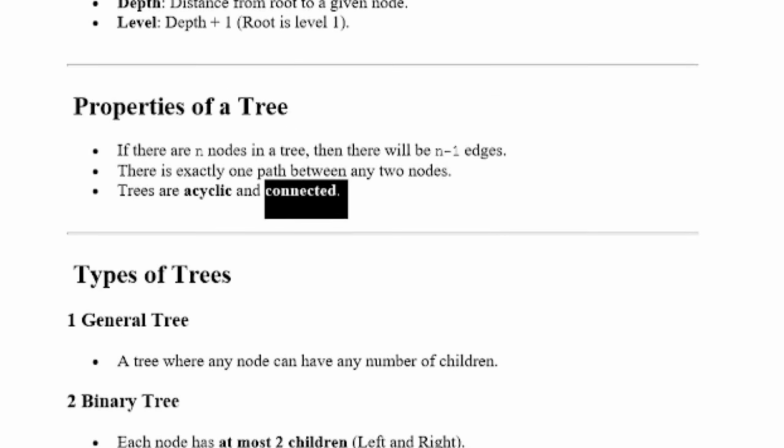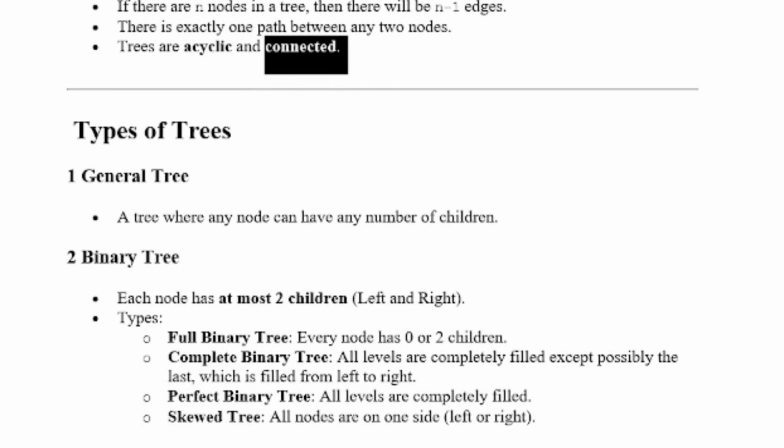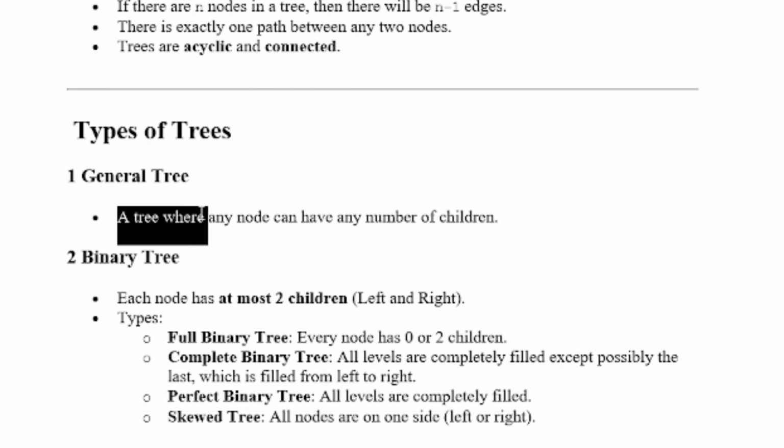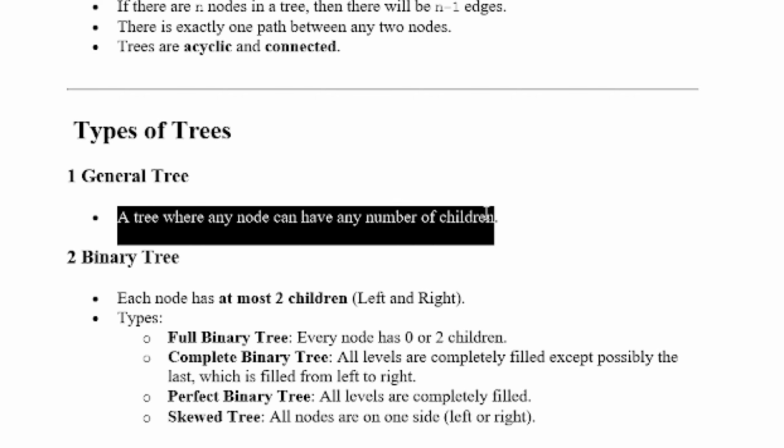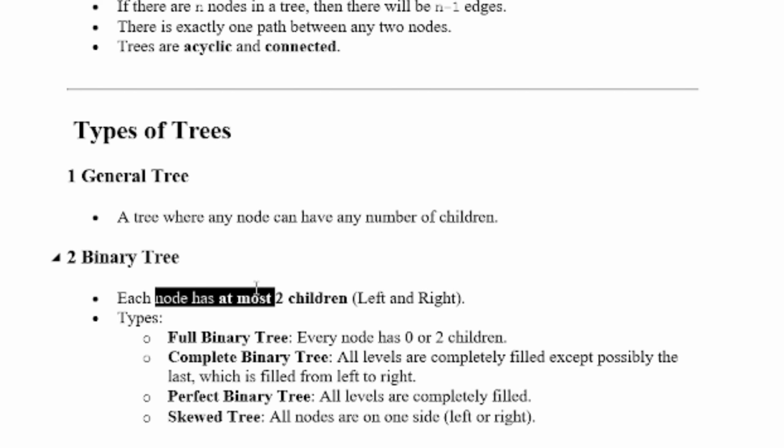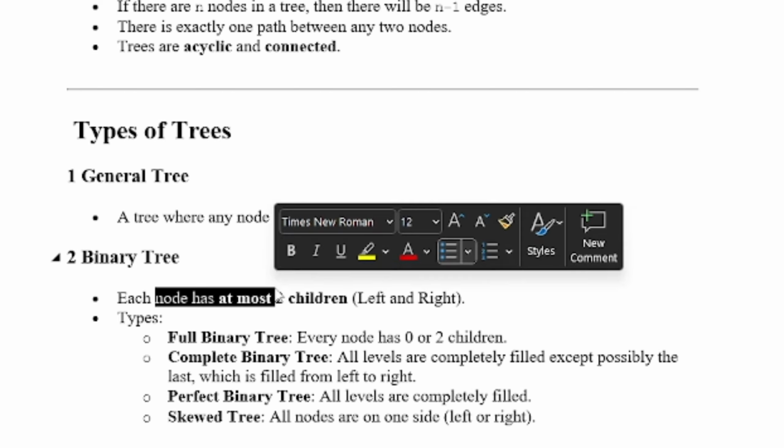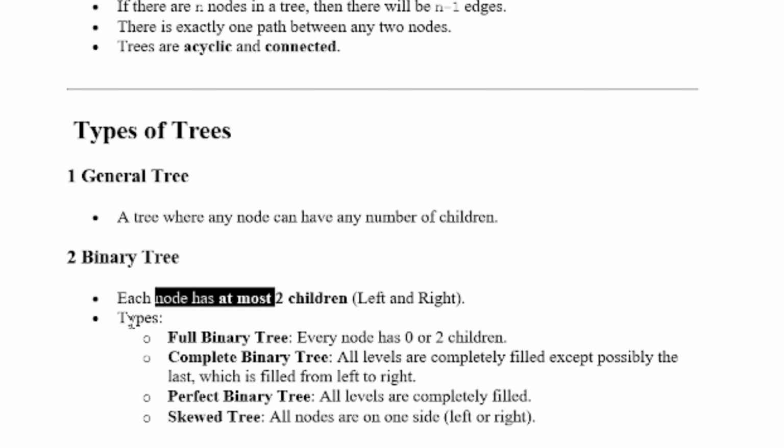Now we discuss the types of tree. First is a general tree. A general tree is a tree where any node can have any number of children. So this is the general tree. Now come to the second one. The second one is a binary tree. Each node has at most two children, left and right, and this one also has some types.